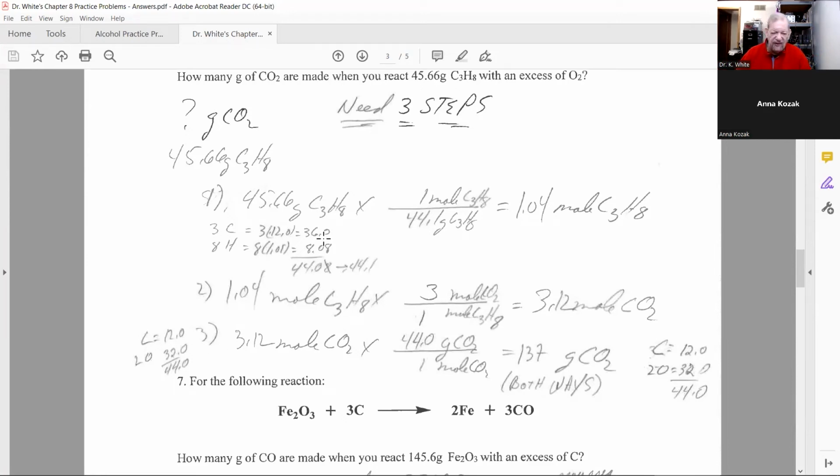Notice 36.0, one number past the decimal, 8.08. So 1 is the lowest number. So you have to round 44.08 to 1 past the decimal. Keep the 0. Use the 8 to round off.